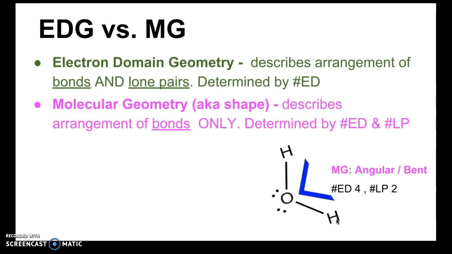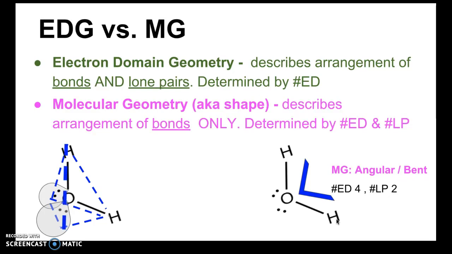Now let's look again at the electron domain geometry, which is determined by all the electron domains. So we'll have to include the lone pairs, and again I'm going to use these lone pair bubbles. And I'm going to trace this shape out now using the lone pair bubbles.